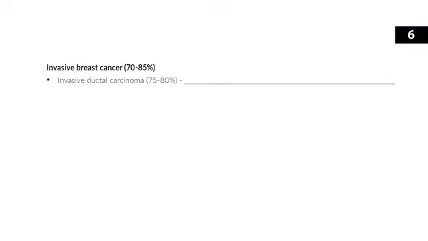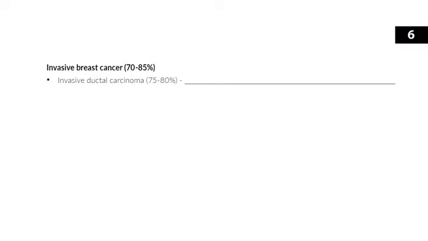Now, let's get into the invasive breast cancers. The first type is invasive ductal carcinoma. This is by far the most common type of invasive breast cancer. It makes up 75 to 80% of invasive breast cancers. It's the most common and unfortunately the most invasive.